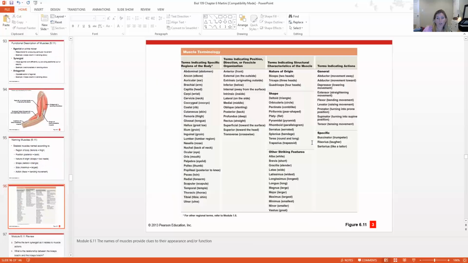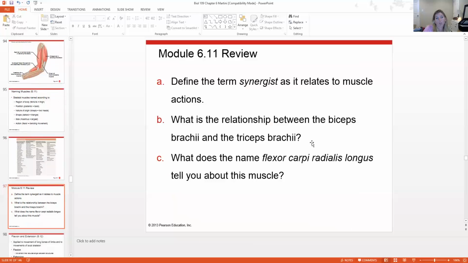Wowza. Here are the terms. Do you have to have this memorized? No. I would rather you spend your time learning the actual muscles than memorizing this list. This is just showing you some examples. So you can pause the video, go back and answer these three questions.